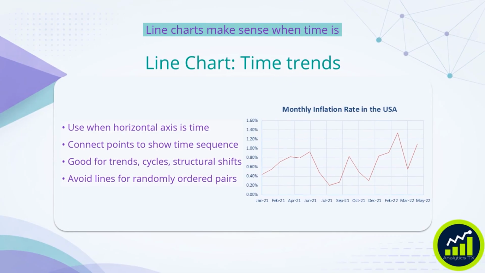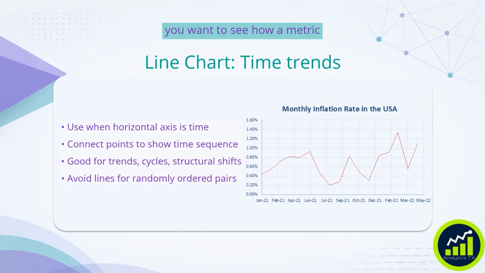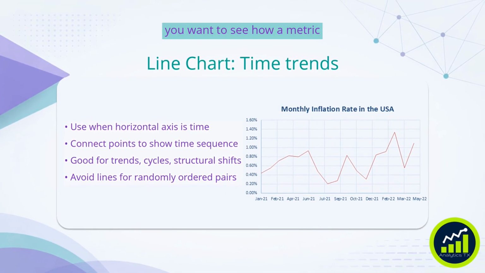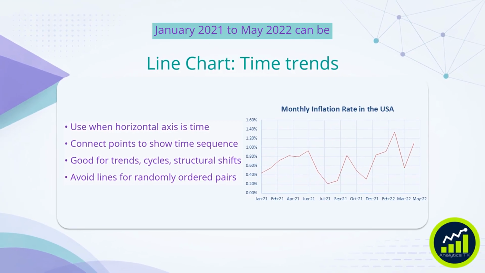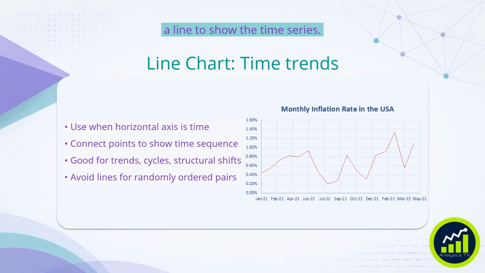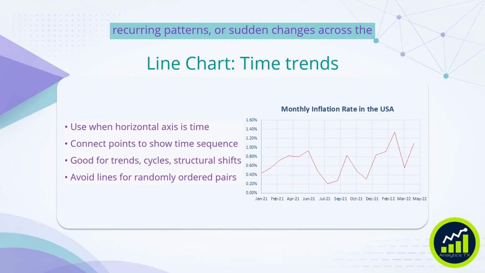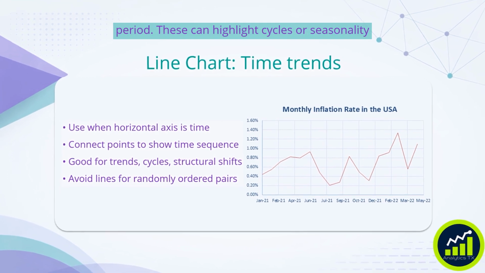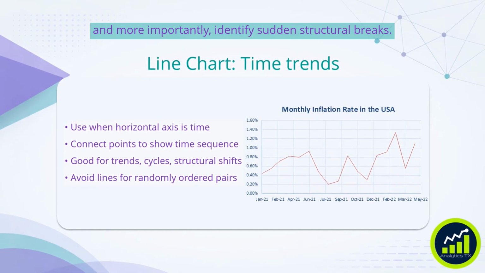Line charts make sense when time is naturally ordered along the horizontal axis, and you want to see how a metric evolves. For example, monthly inflation rates from January 2021 to May 2022 can be plotted as points and then connected by a line to show the time series. The line helps you spot gradual trends, recurring patterns, or sudden changes across the period. These can highlight cycles or seasonality, and more importantly, identify sudden structural breaks.